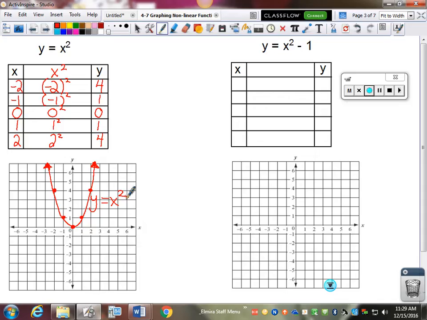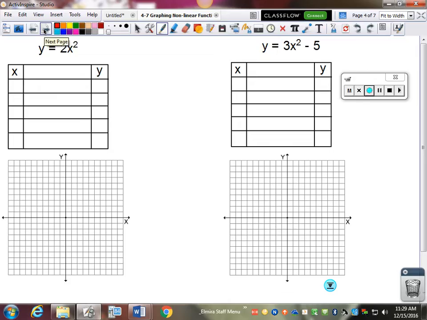Now for the purposes of our video, I'm not going to do all 4 examples. Okay, I'm going to do this one and I'm going to do one more. Okay, let's do the most complex one that you would actually see on a homework. So 3x squared minus 5. Again, negative 2, negative 1, 0, 1, and 2.